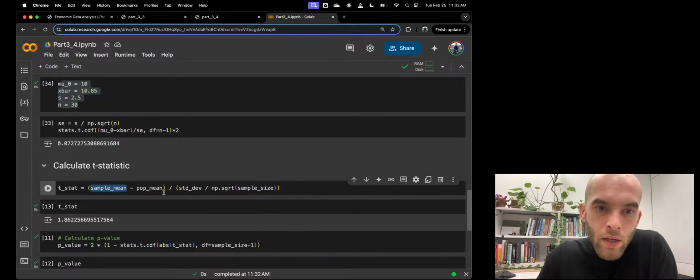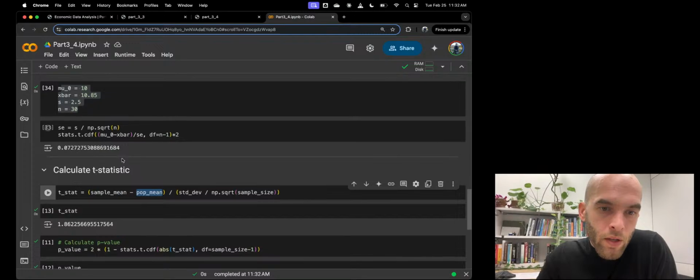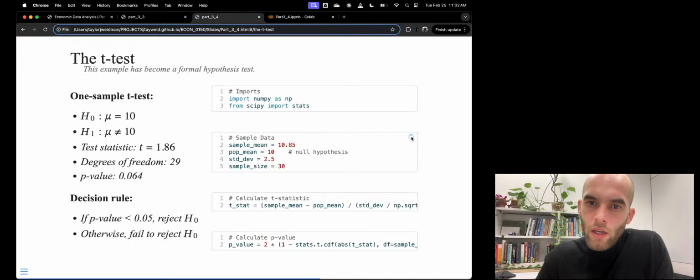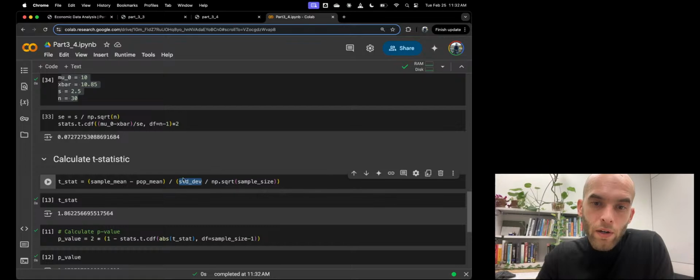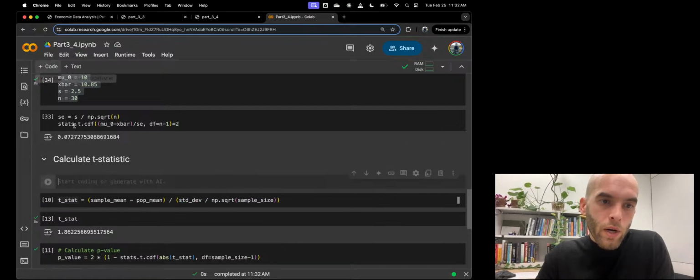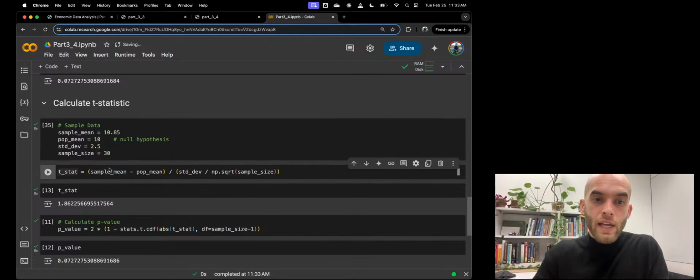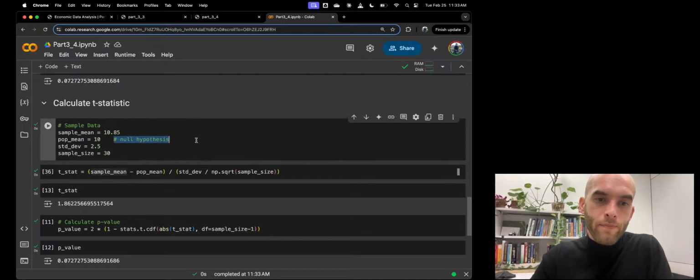We have the sample mean minus the population mean. So this is the difference between what we see and then what we're guessing. And then on the bottom, we have the standard deviation divided by the square root of the sample size. So this is the standard error on the bottom. So just like we talked about, we're actually just measuring the number of standard errors the sample mean is away from the population mean, or the null hypothesis.